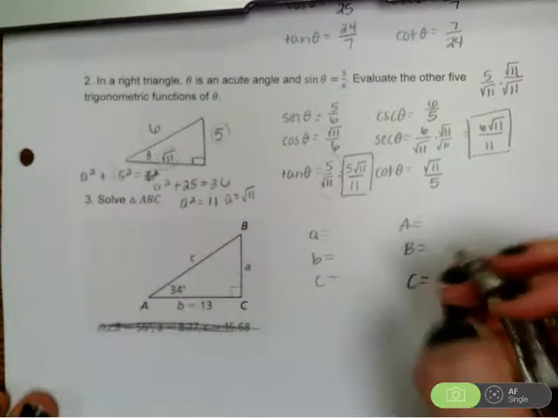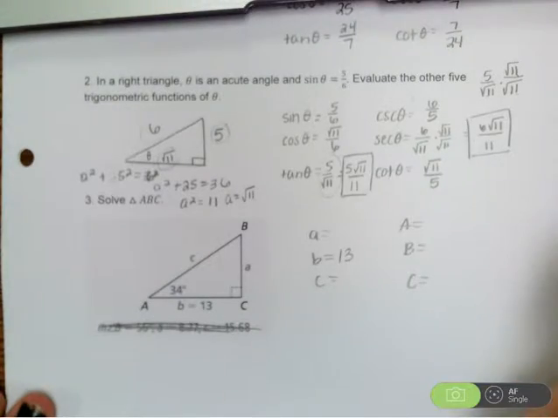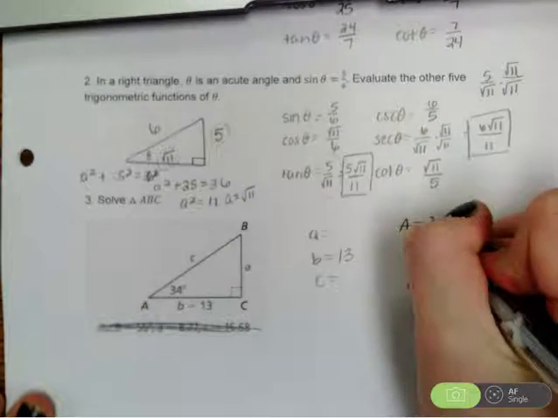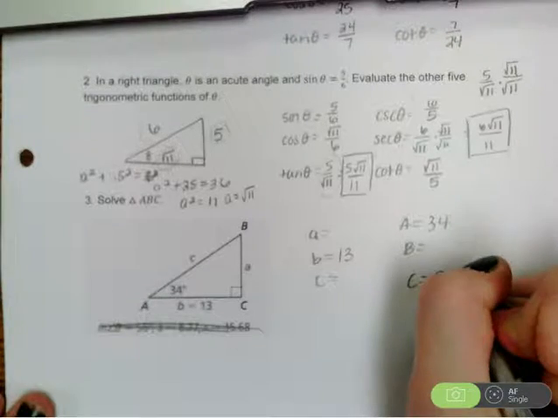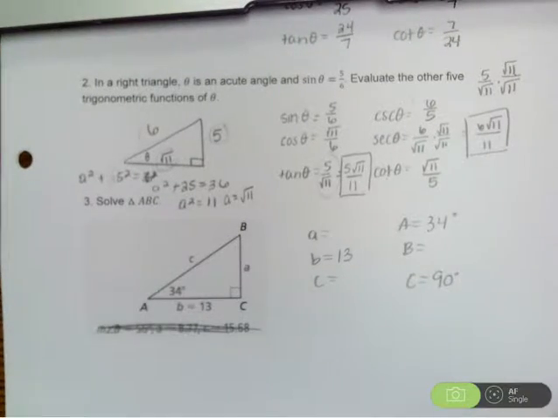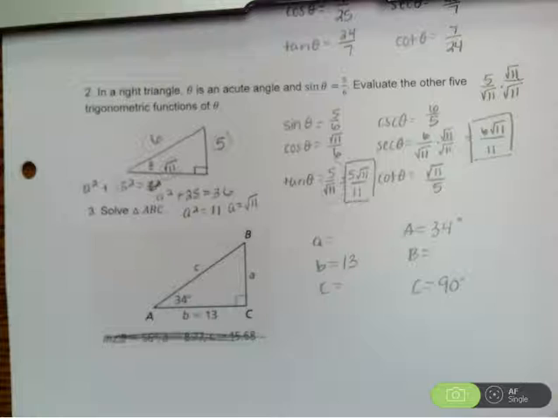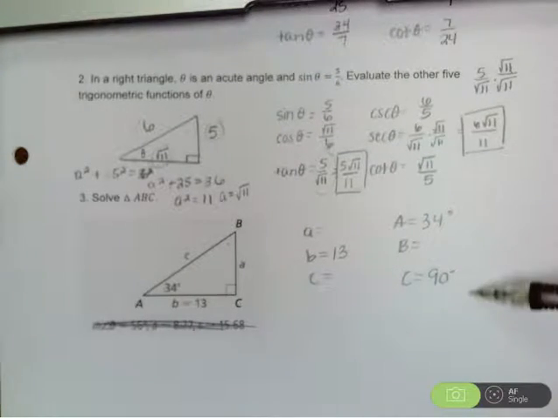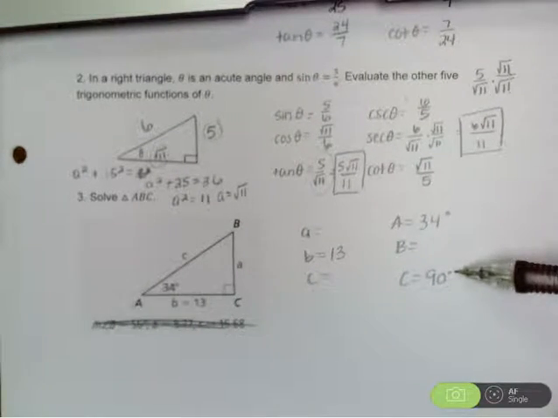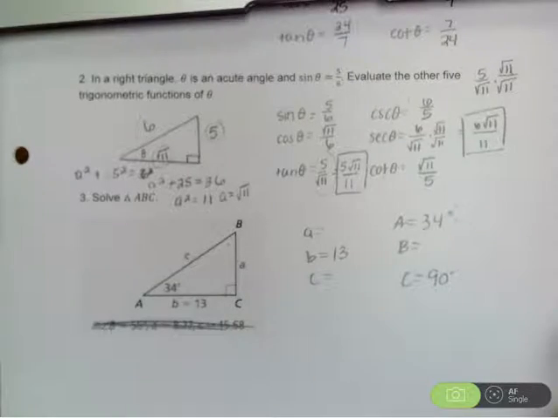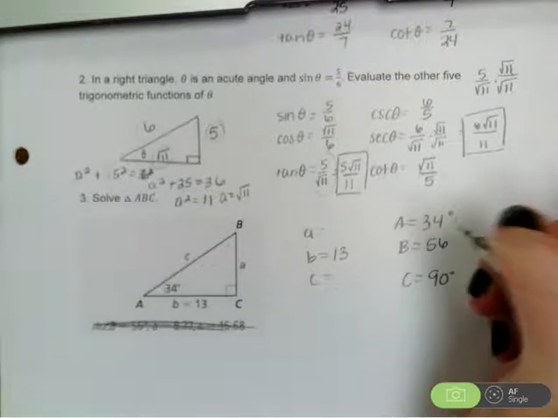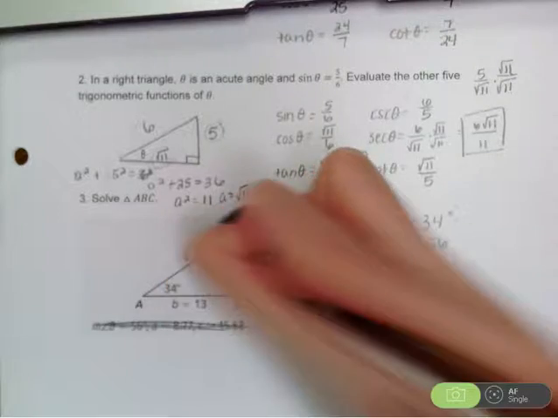We know that the side length of B is 13. We know that angle A is 34 degrees and angle C is 90 degrees. What I like to do is think, what's the easiest thing to find? In my opinion, the easiest thing to find is angle B, because you're already given the other 2 angles. We know that all the angles of a triangle add up to 180. So 180 minus 90 minus 34 should be 56. So angle B is equal to 56 degrees.